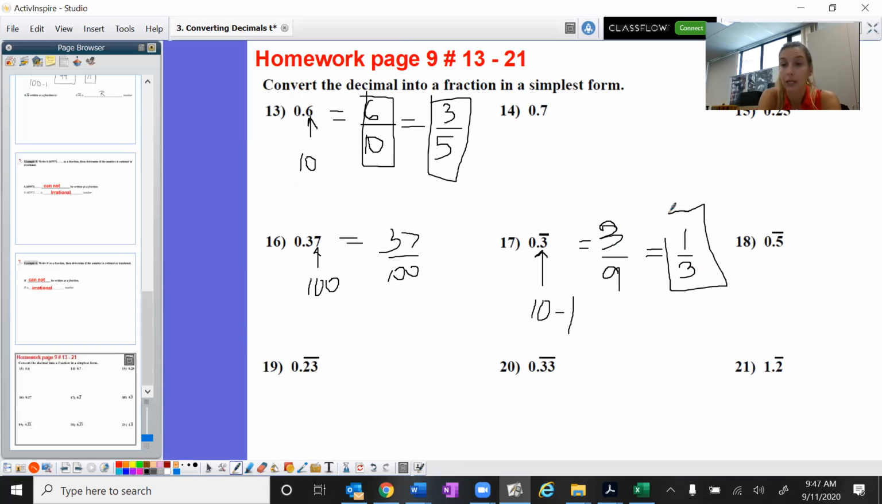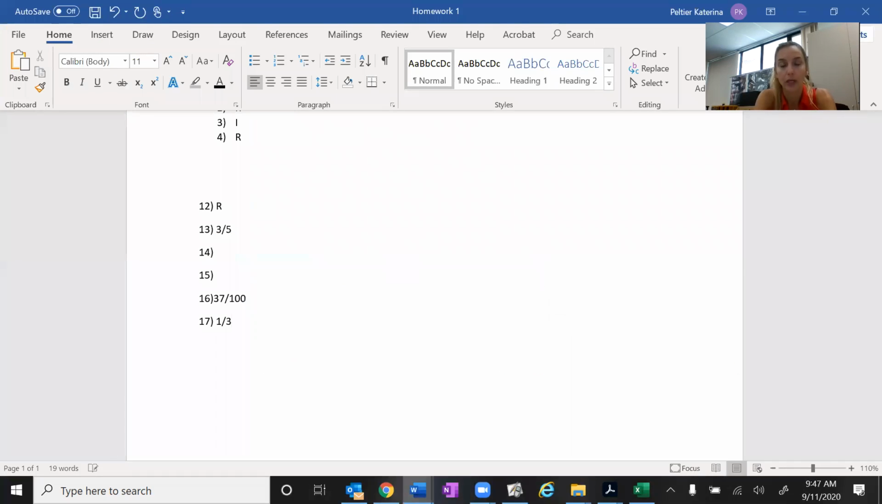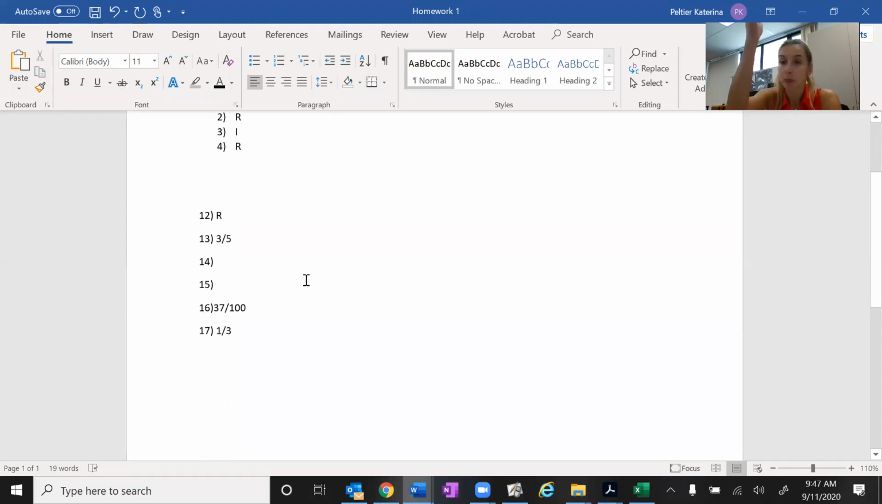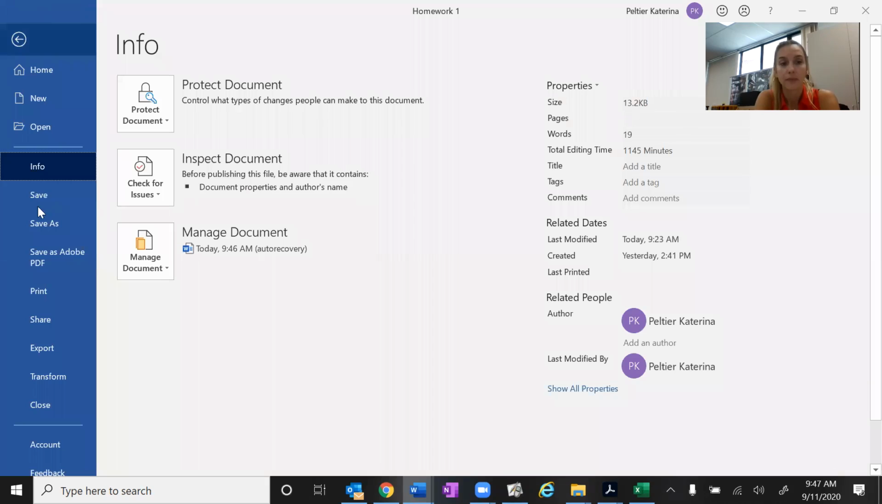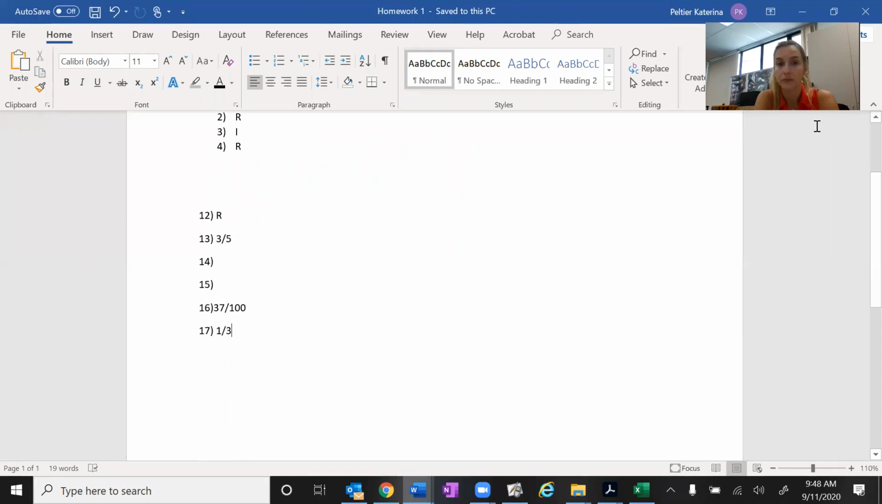So I'm going to go back into my Microsoft Word. I'm going to open it up. 17, we said, is 1/3. And now you're going to send it to me. Once you complete all of the questions, you're going to go to File, Save As, and I prefer saving it on a desktop. So make sure you're on a desktop, all right? You can press This PC or however your computer is set up. I'm going to name it Homework 1, and I'm going to press Save.